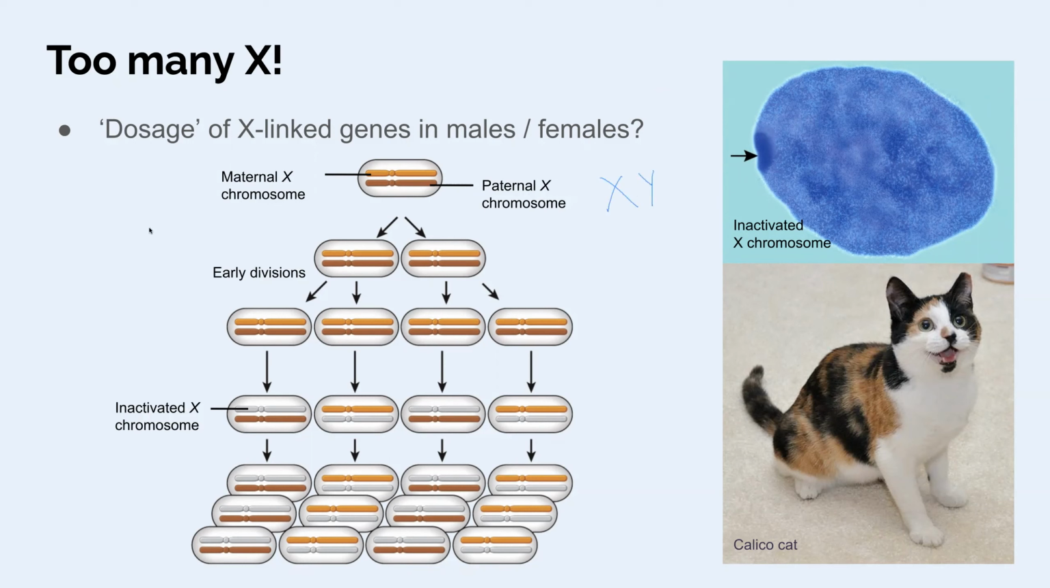So maternal and paternal refer to the mother and the father. From mom, she gave an X and dad gave an X. And so this individual that got an X and an X would develop as a female. And that would make her very different from the situation in the male. So males get one X, and so inside of their cells, inside of their nucleus, they get one X chromosome. And females get two X chromosomes.